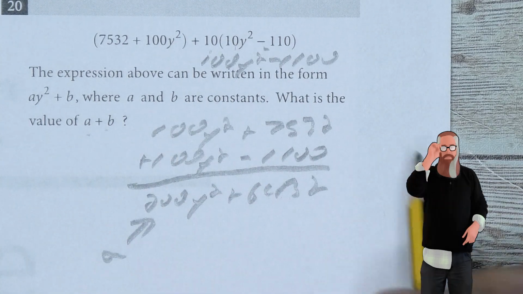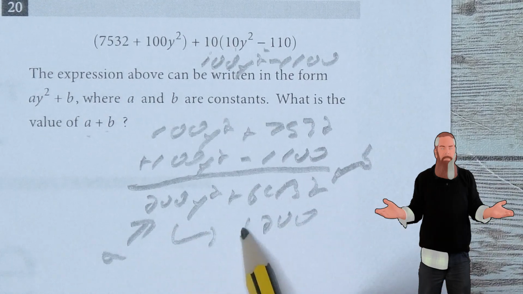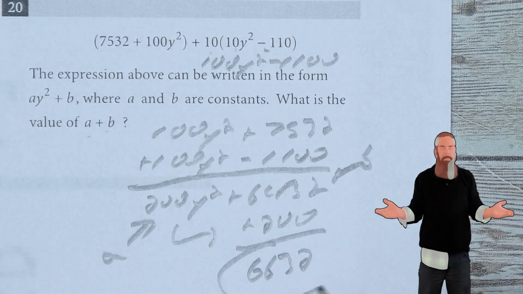This is the a term and this is the b term, which means if I add 200 to 6432 and get 6632, then I have the answer.